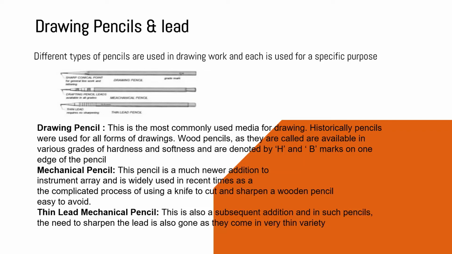Mechanical pencil. This is a much newer addition to the instrument array and is widely used in recent times as the complicated process of using a knife to cut and sharpen a wooden pencil is easy to avoid. Then lead mechanical pencil. This is also a subsequent addition, and in such pencils the need to sharpen the lead is also gone as they come in a very thin variety.